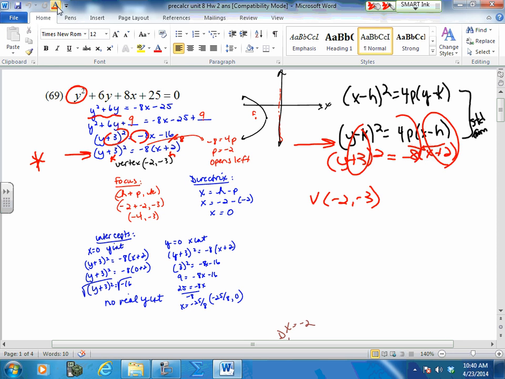Therefore, you know 4P is equal to negative 8. Find P. This is the most important thing. P is the distance from your vertex to your focus and the opposite way to your directrix. Now, if P is negative and it's a y squared, it's going to open left. That's important for you to know when you start to sketch this. So you sketch its vertex first, negative 2, negative 3, and then you open this thing left.